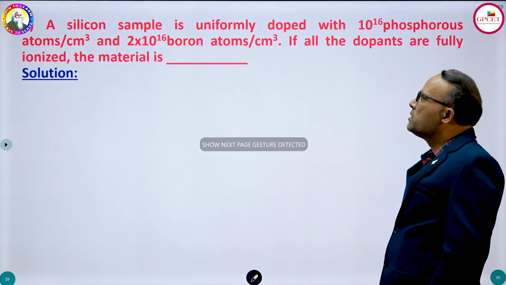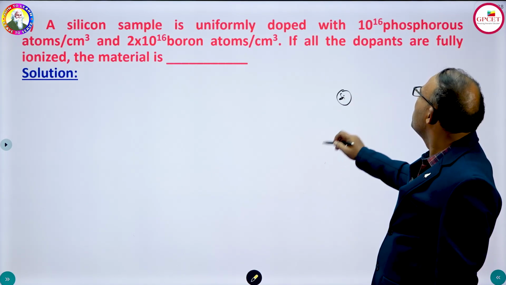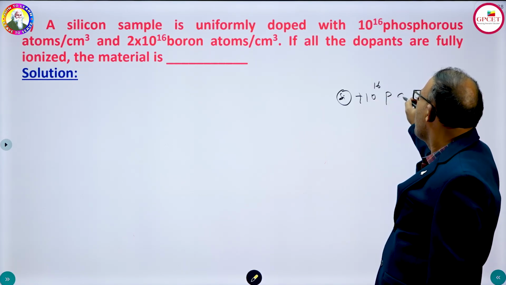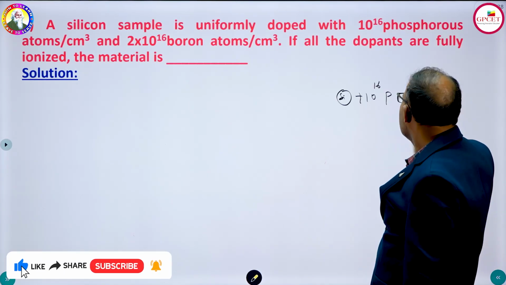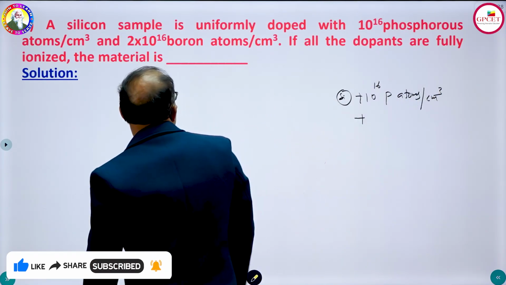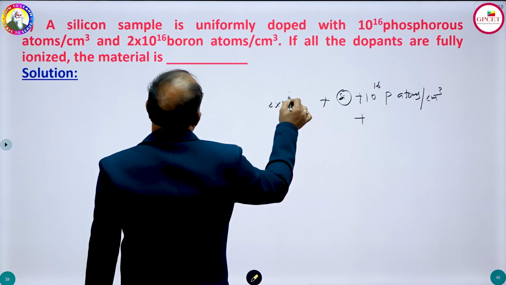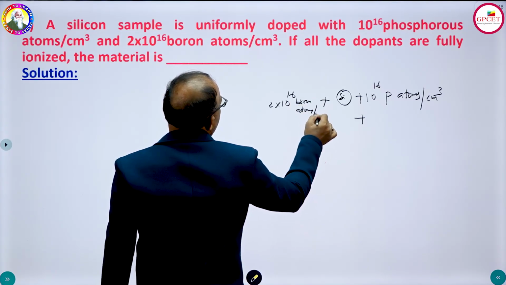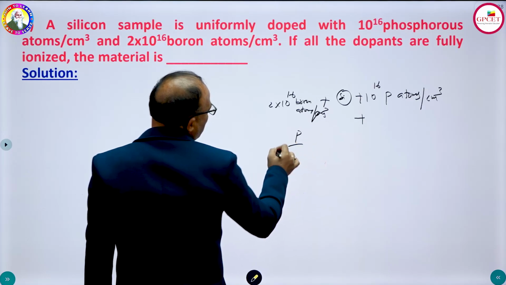Next one, a silicon sample is uniformly doped with 10 power 16 phosphorus atoms per centimeter cube, and it has also been doped with 2 into 10 power 16 boron atoms per centimeter cube. Boron, as you know, gives p-type semiconductors.